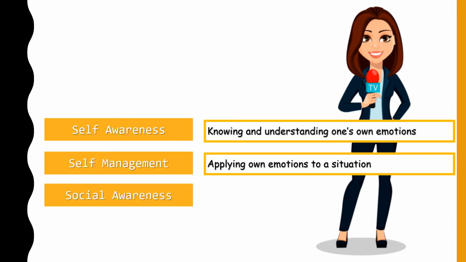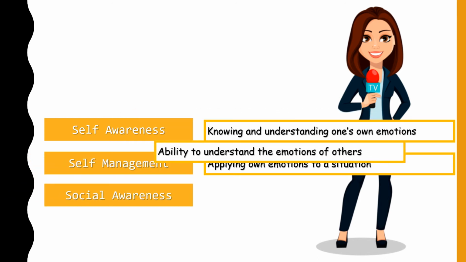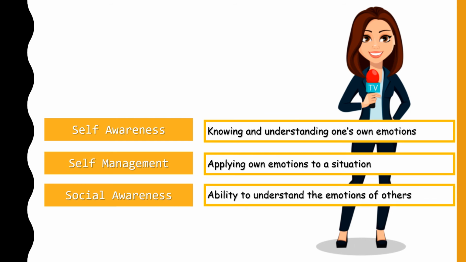Now, social awareness. Social awareness is the ability to understand the emotions of others. Social awareness here refers to people around you, and you are able to understand what others are feeling.